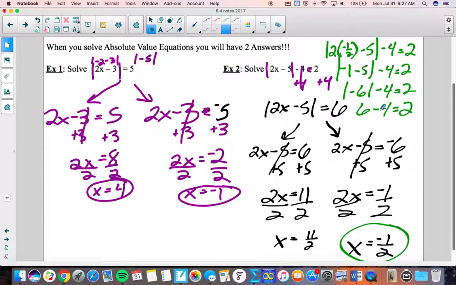What's 6 minus 4? It truly is 2. And does 2 equal 2? Yes, truth. That is the solution then, because it makes my equation true. And if you did 11 halves instead in place of negative 1/2, I think you would also find that it's the only other number out there that makes this absolute value equation perfectly true.